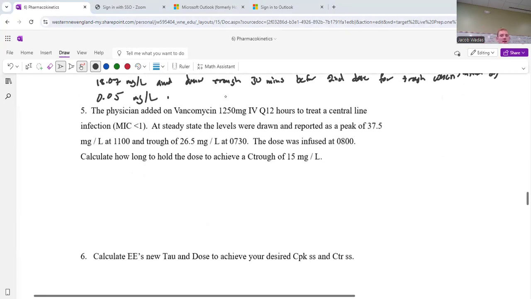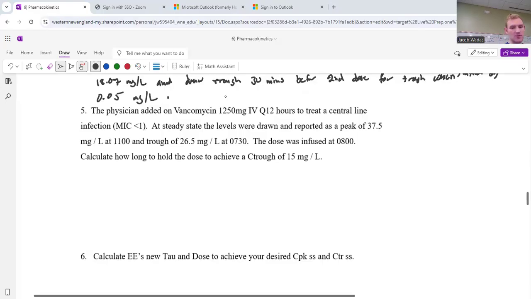All right, physician added vancomycin 1250 IV every 12 hours to treat central line infection. At steady state, levels were drawn, reported a peak of 37.5 at 1100 and trough of 26.5 at 0730. Dose was infused at 800. Calculate how long to hold the dose in order to achieve a trough of 15 milligrams per liter. So now we're getting into the individualized calculations.